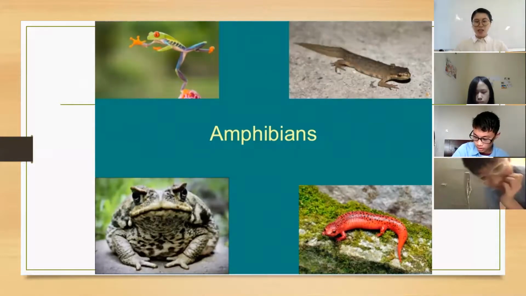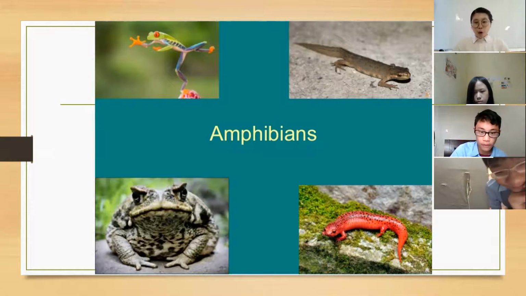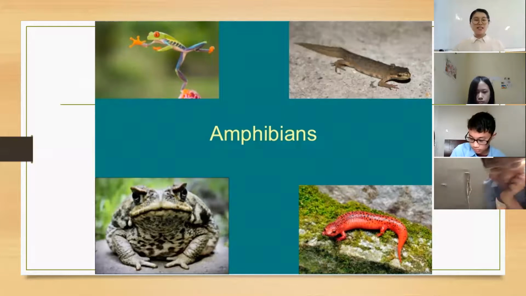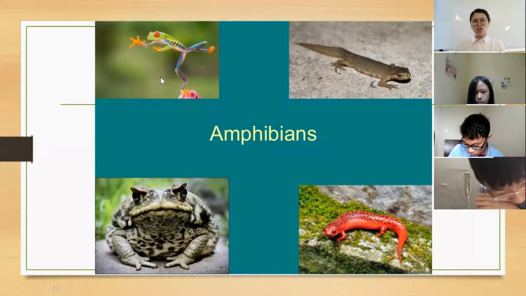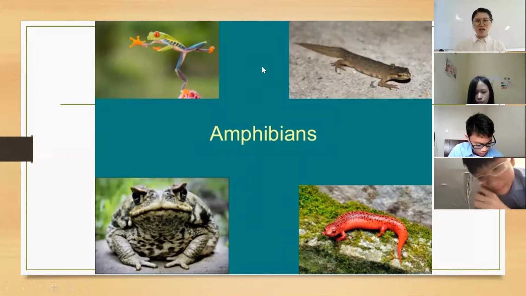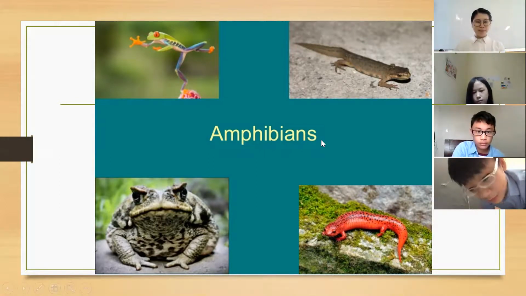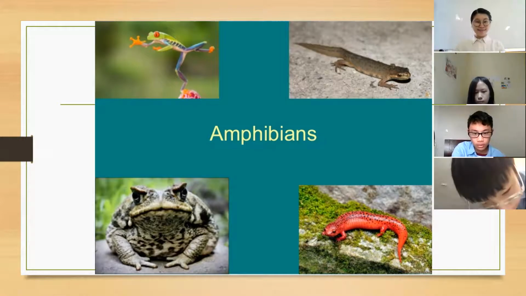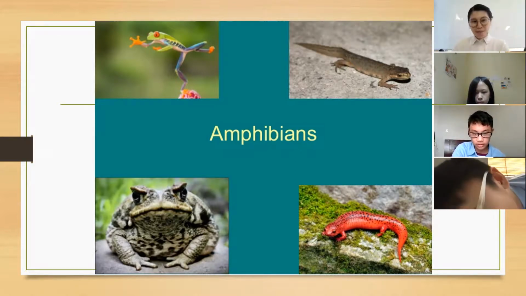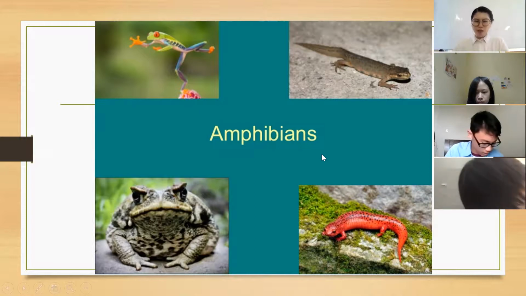Okay, next, let's proceed with the fourth class of vertebrates. It is amphibian. Okay, based from the picture given, can you name this animal, by the way? What are these animals in the picture? Tadpoles. What else? Frog. Frog, very good. What else? Salamander. Salamander, very good. So let's proceed with the amphibians.